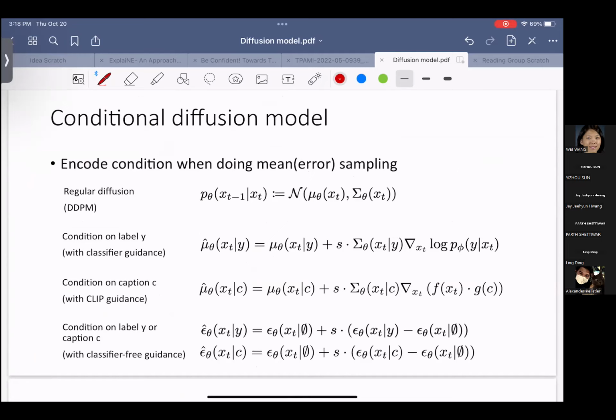And then whenever you have a label Y or a caption C you want to condition on, you just take its difference versus plugging in an empty, padded empty vector. Then you just move towards that direction to shift your error, or equivalently shift your mean for the other cases.